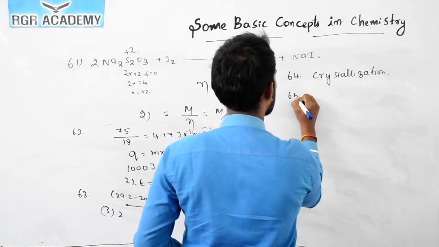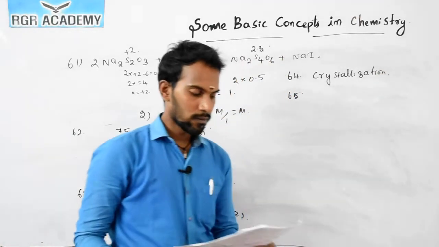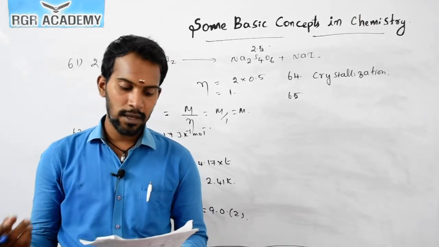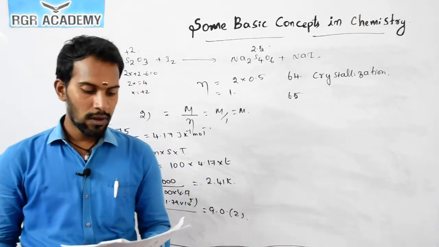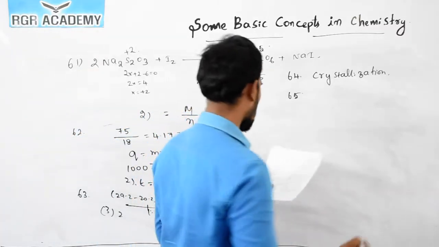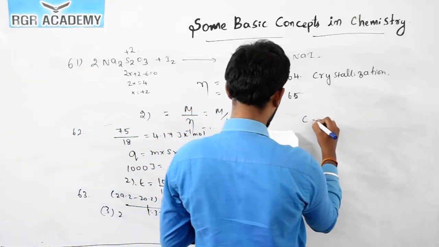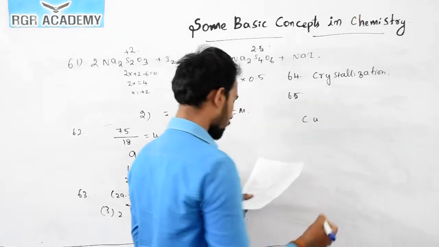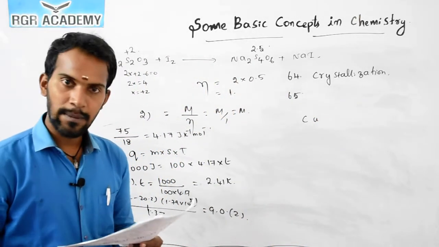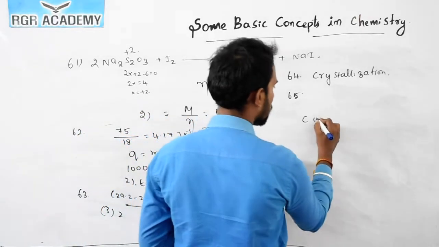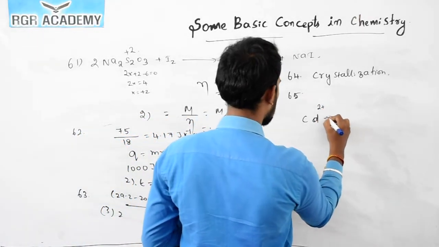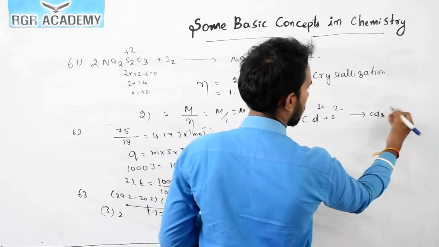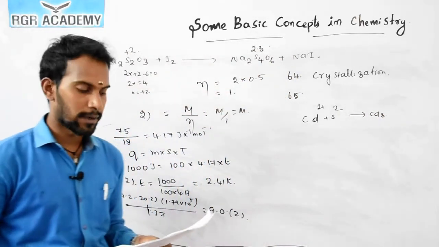Now the question number 65 is the ratio of the H2S reacts with copper. So how many moles are precipitated? First is one. Copper, it means copper or cadmium? It's cadmium, right? So cadmium 2 plus reacts with sulfur 2 minus, it forms CdS, cadmium sulfide.